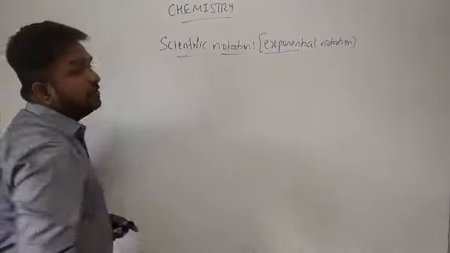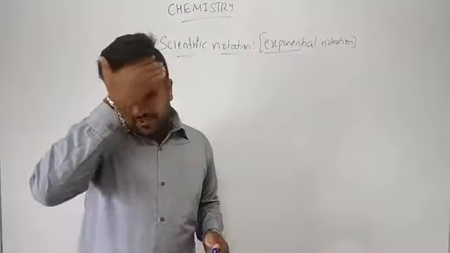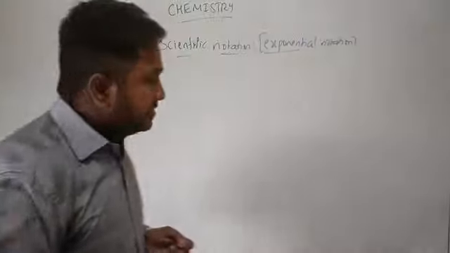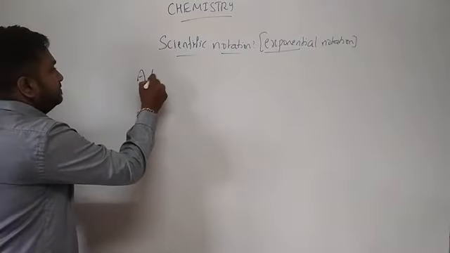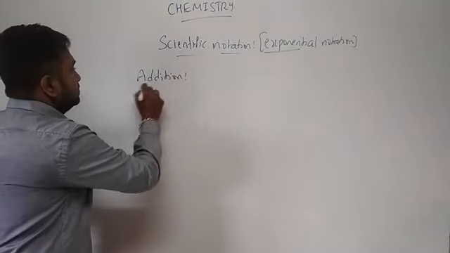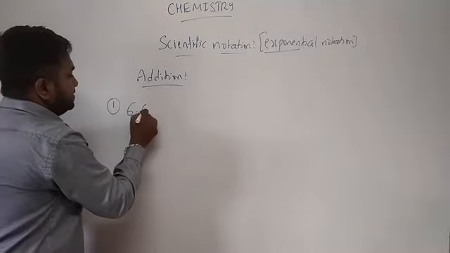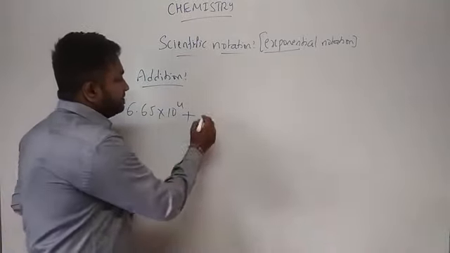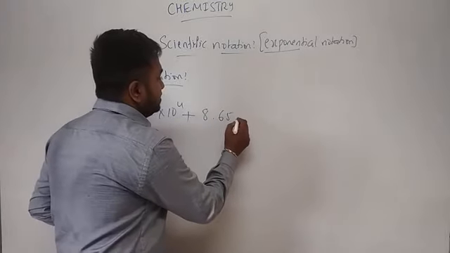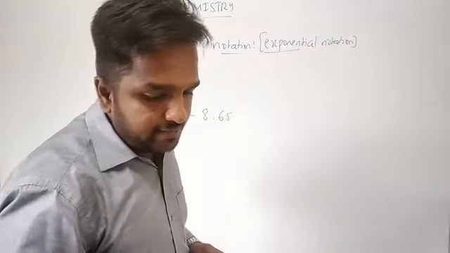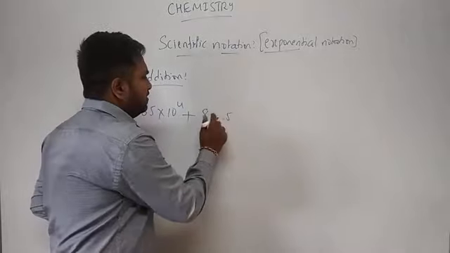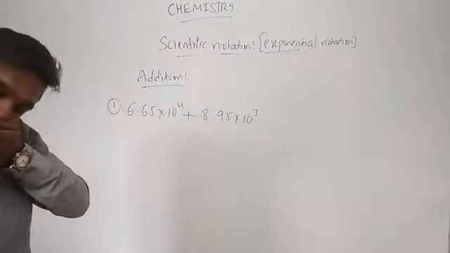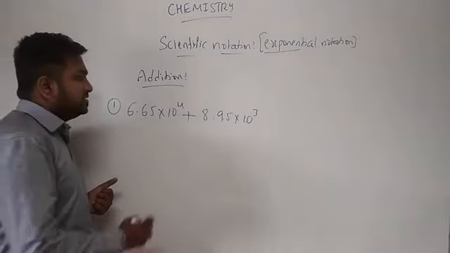So now, how can we add two numbers with decimal points? Let's take an example. Addition: 6.65 into 10 to the power 4 plus 8.95 into 10 to the power of 3. So now how can you add this?